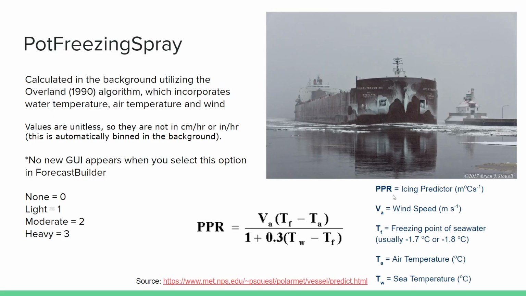Pot freezing spray, calculated in the background using the Overland 1990 algorithm incorporating water temperature, air temperature, and wind. The values are unitless. They're not in centimeters per hour or inches per hour. It's automatically binned in the background to none, light, moderate, or heavy. And again, we want to focus in on that heavy category for heavy freezing spray watches and warnings. There's no GUI that appears when you select this option. It just automatically runs in the background.